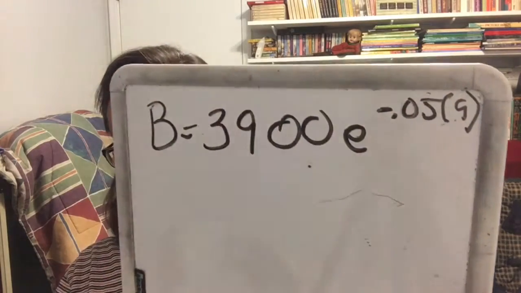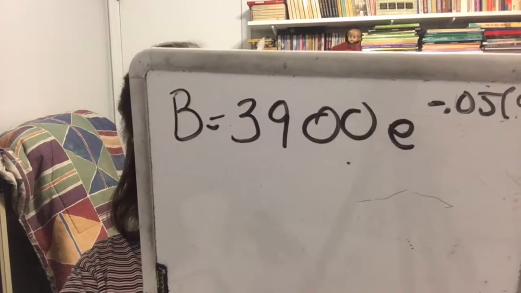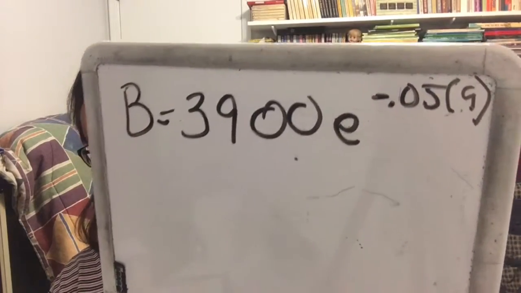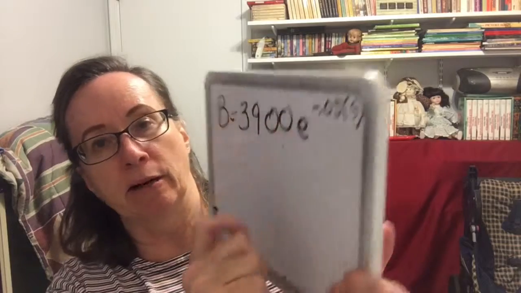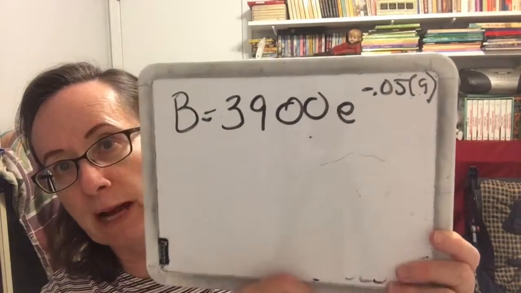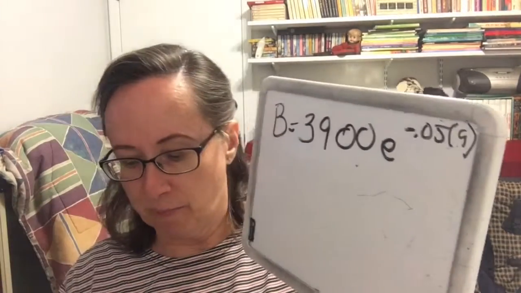So this is basically just a calculator problem that we're going to plug in. But the biggest thing about this is to correctly use your order of operations. So I'm going to take my exponent up here and multiply that out. 9 times 0.05 would be 0.45, and then I've got e to the negative 0.45.